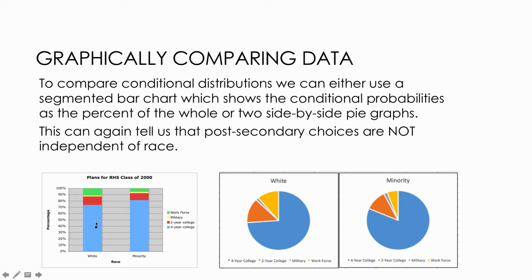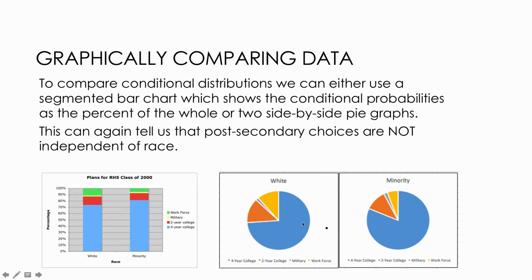So notice each bar goes all the way up to 100 because it's 100% of the white students and 100% of the minority students that we surveyed. And looking at that, I can look at the blue and say, well, white obviously doesn't go to a four-year college as often as a minority student does, but whites go into the workforce more often than minority students do.